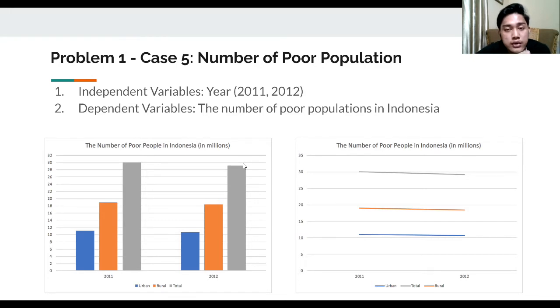And based on our prediction, I think it's the same as the previous one, that it is kind of hard for us to predict since the data only covers 2 periods. But if we have to, I think in the future, the number of poor population in Indonesia will still decrease, and the rural area will cover 60% of the number of poor population in Indonesia.